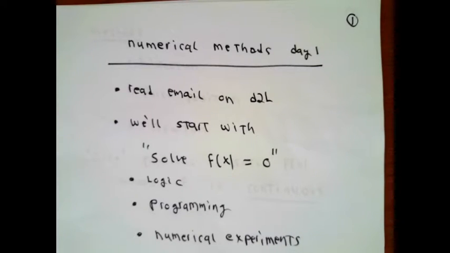During our first meeting of the fall 2021 semester, we talked about the syllabus. We talked about the idea of checking your email several times a day on DTL. And we also said we were going to start looking at our first problem, which was solve f of x equals 0. There are three aspects to this that we'll have to think about: the logic of the methods, programming the methods, and numerical experiments to be done as well.